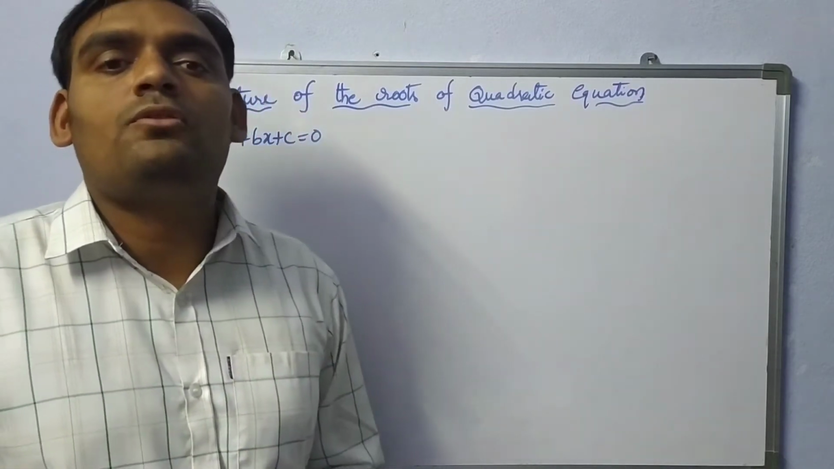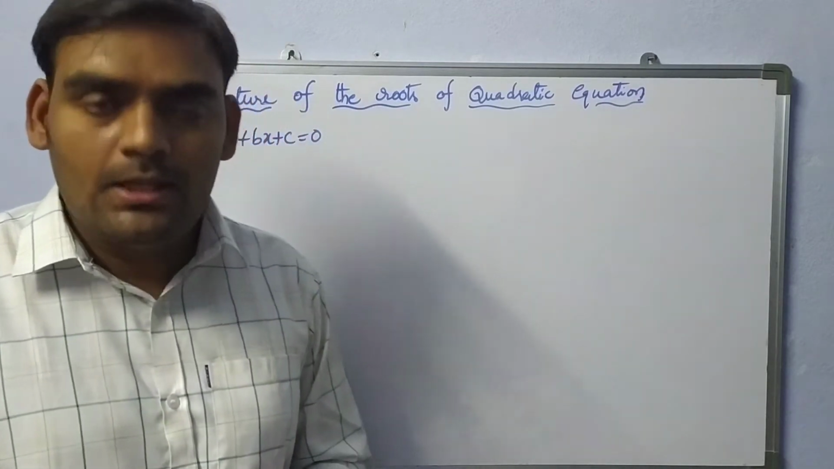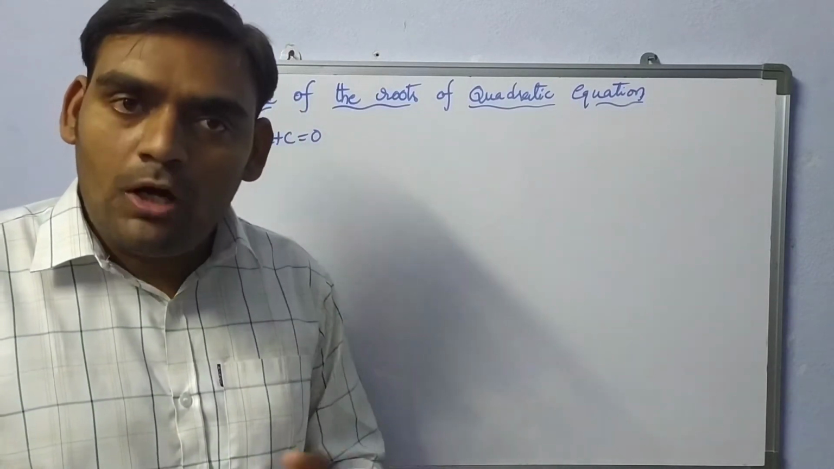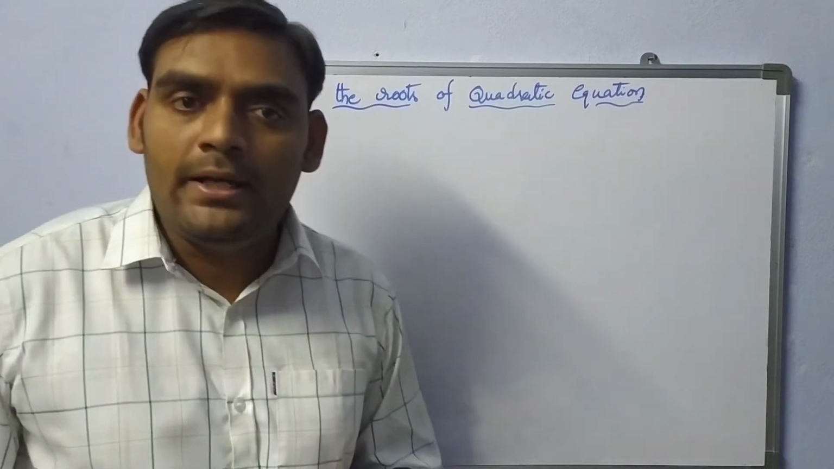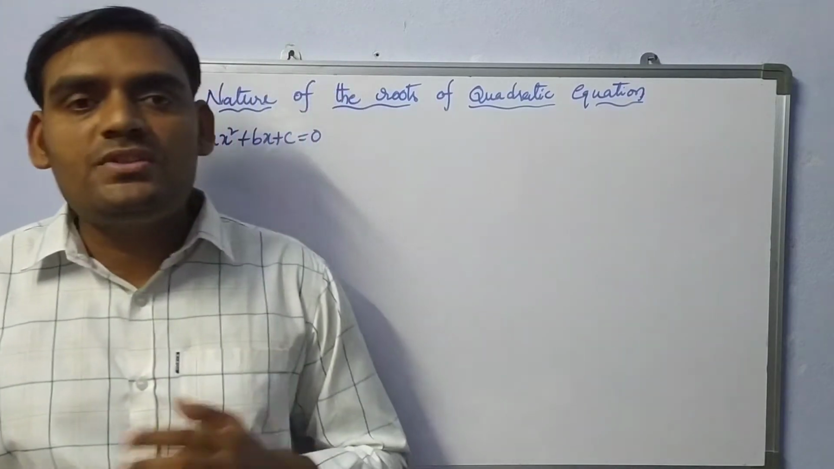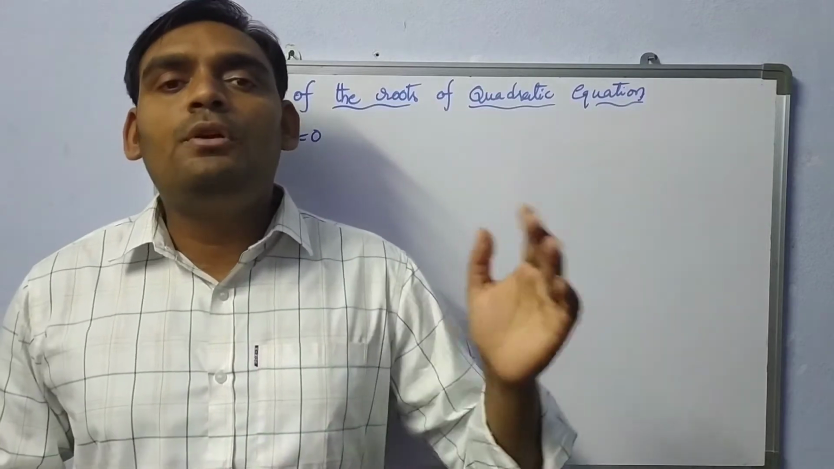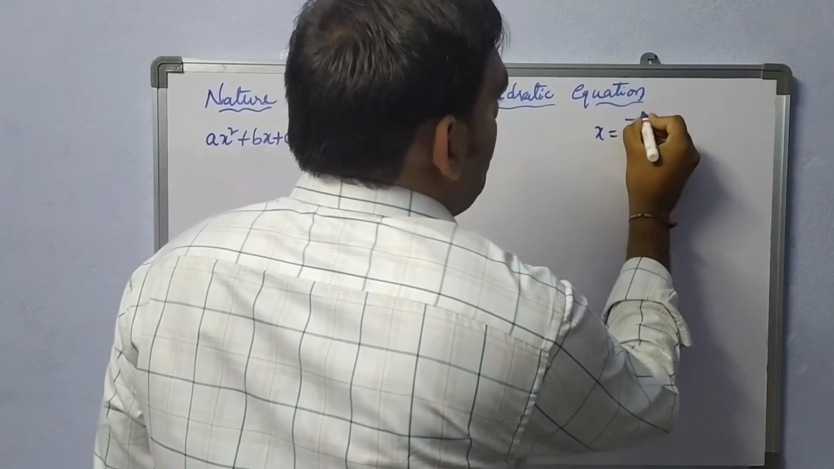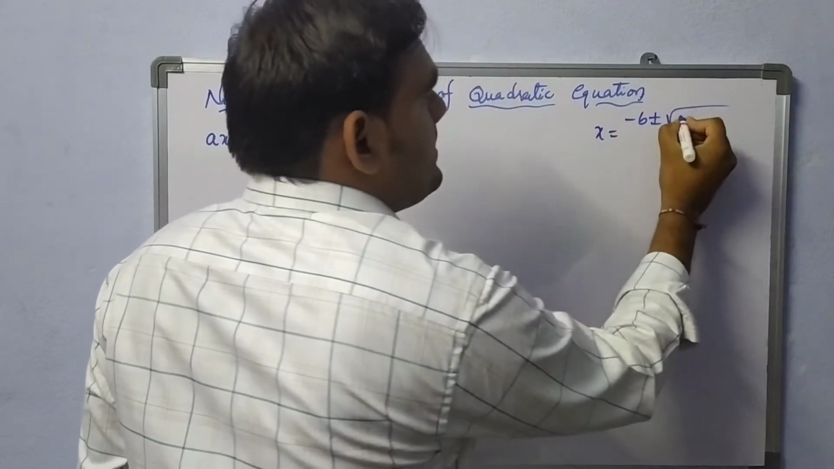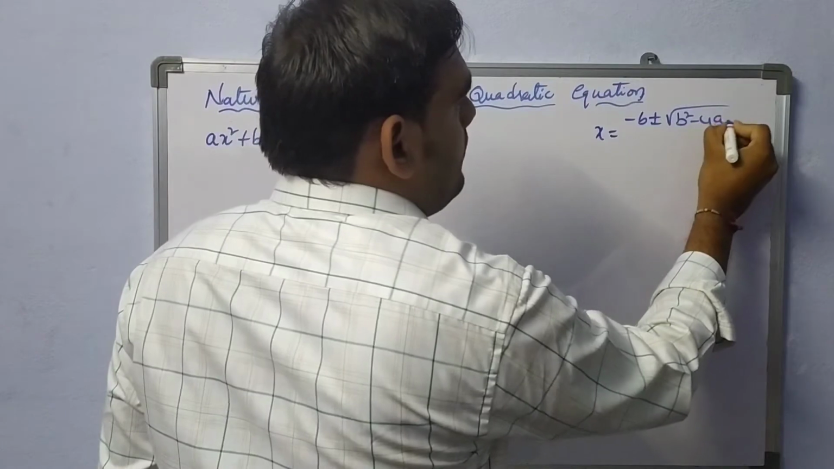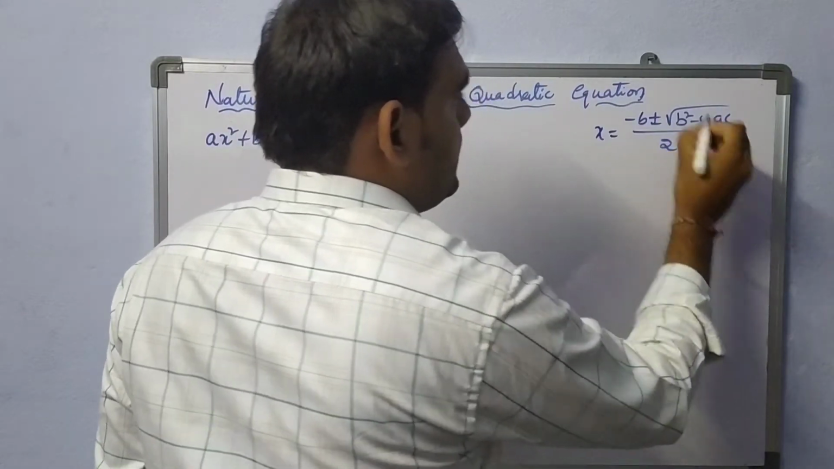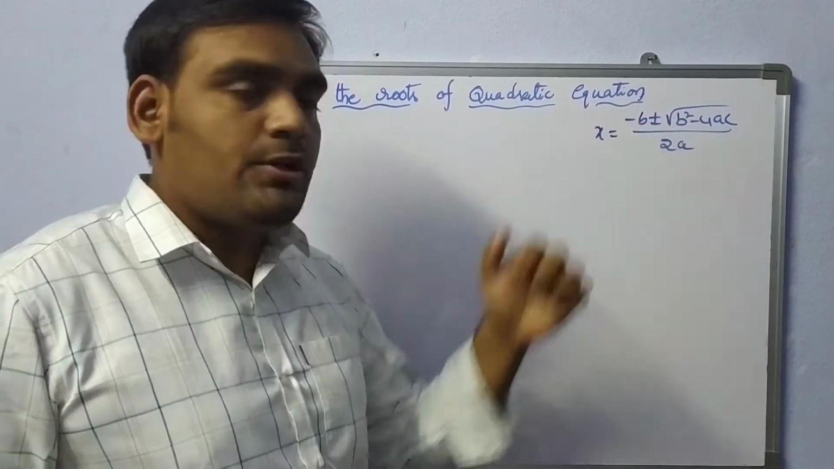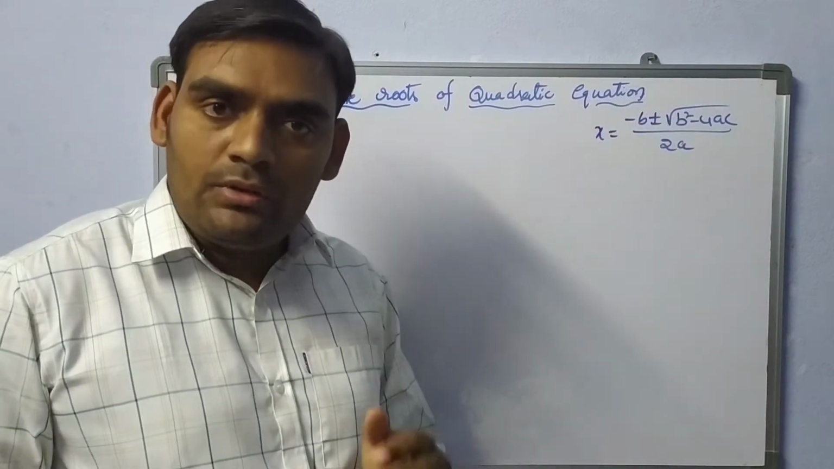To find the roots of a quadratic equation, we have different methods: factorization method, completing the square method, and formula method. Whenever we are unable to find the roots by using the factorization method, we will go for the formula method. That is, x is equal to minus b plus or minus square root of b square minus 4ac by 2a. See here, I have taken plus or minus in the formula. It means one time we need to take plus and another time we need to take minus.